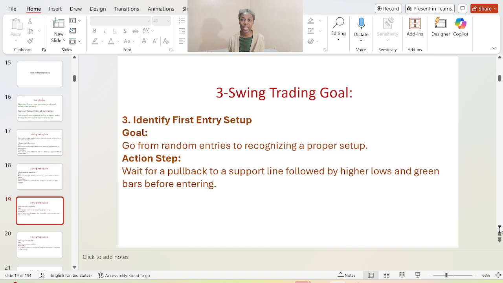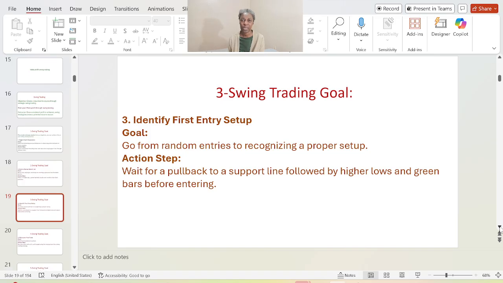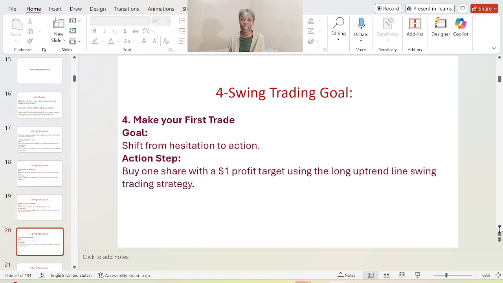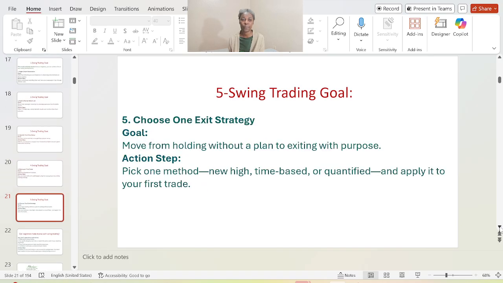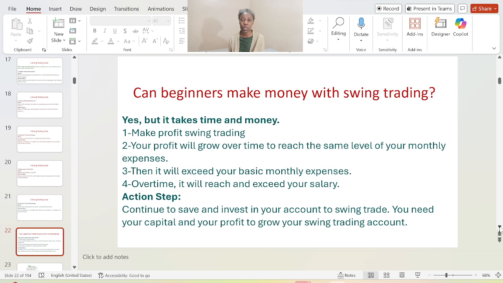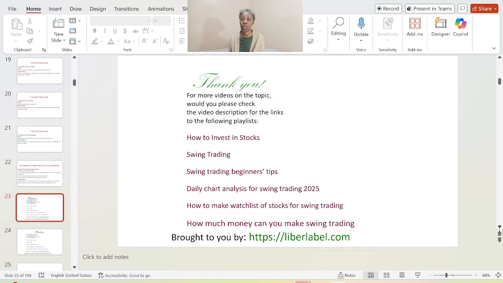And swing trading is one way to make money. Just start small and set the goal to make profit on each one of your swing trades, and pick stocks you can invest in long term to swing trade.